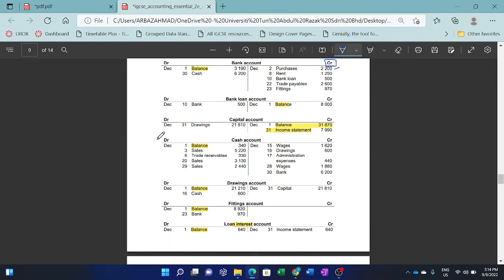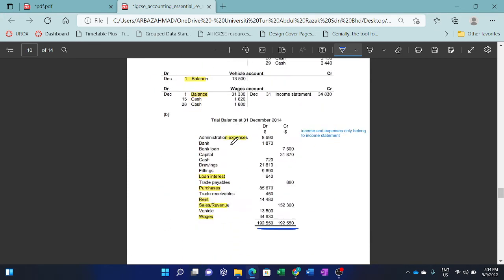Okay, so it says here to prepare the T account for the capital account, so this is exactly what they are asking us to prepare. So you do not have to prepare a separate account for the capital account. Once you have prepared that, that's all you need, right?